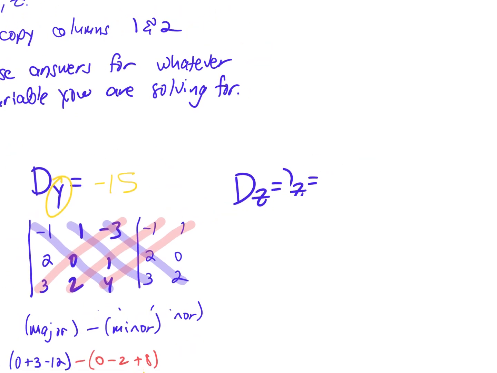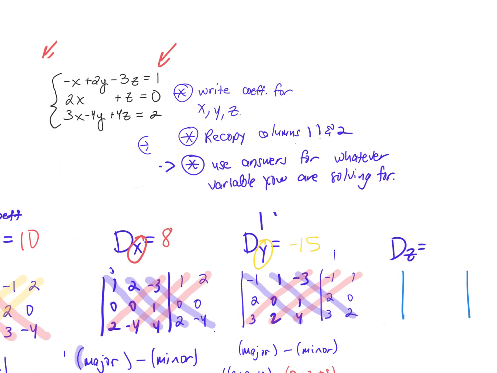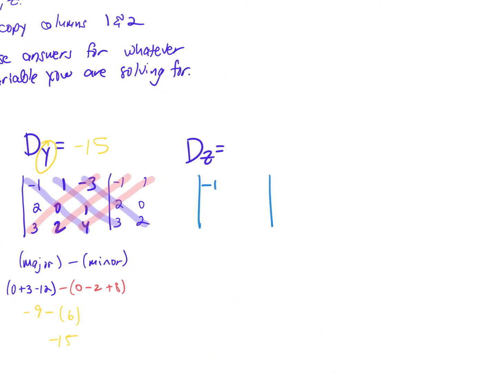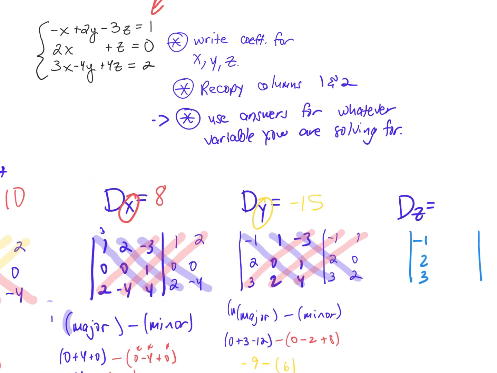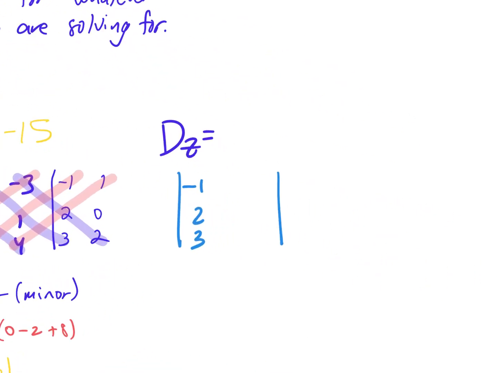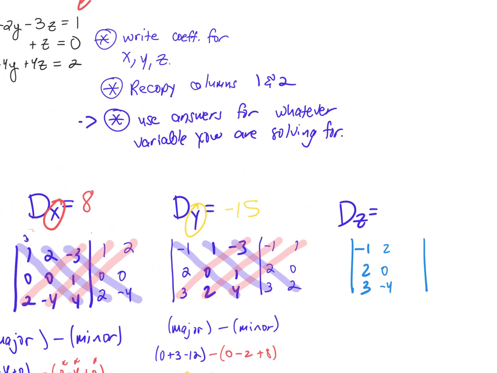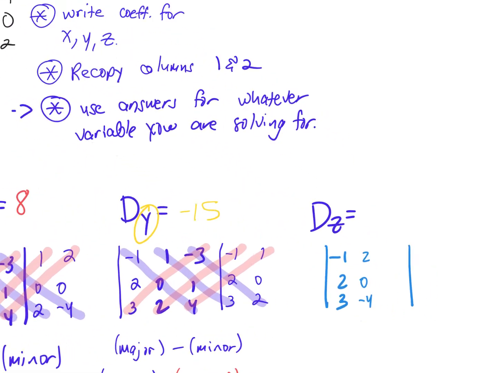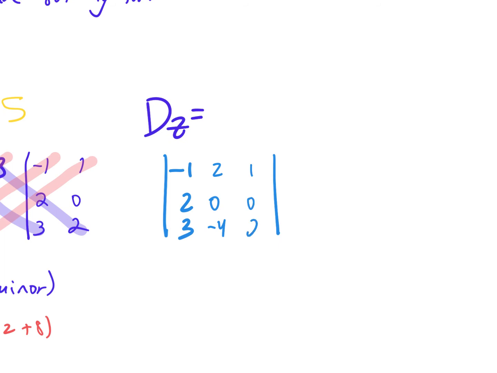All right, let's do d sub z. So I'm looking for z. That means I plug the answers in my z column. So my coefficients for x are negative 1, 2, 3. My coefficients for y are 2, 0, negative 4. Again, we're putting a 0 because there's no y in the second one. And then we're looking for z, so I'm going to put the answers in for the z column. 1, 0, 2. Now, what do I do with the first two columns? I rewrite them. Negative 1, 2, 3, 2, 0, negative 4. And we do major.